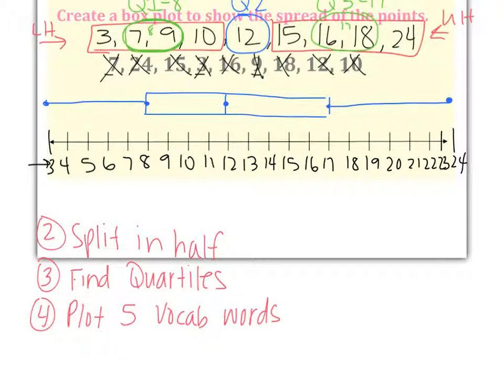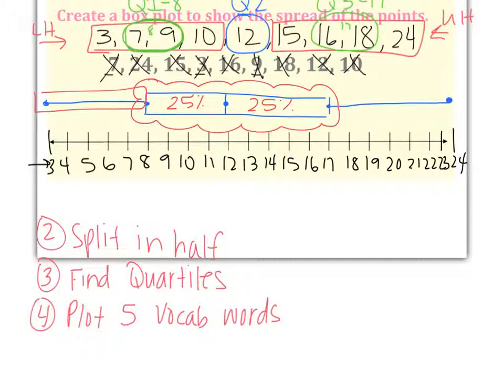So here's what this is saying right here. The bulk of your data is right here in your box. 50%, because 25% and 25% equals 50% of your data is right there. Your lower extreme right here is 25%, and your upper extreme right here is 25%. So that's what this is saying. The bulk of your data is between 8 and 17.